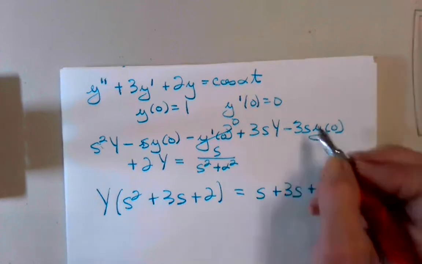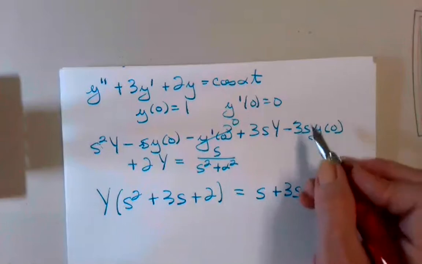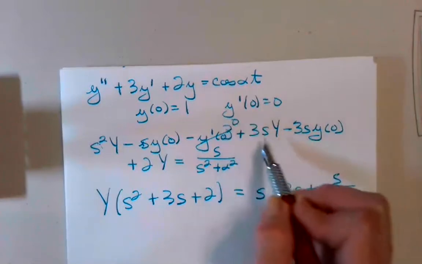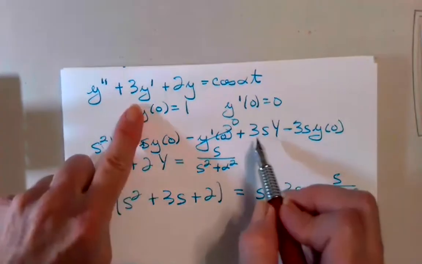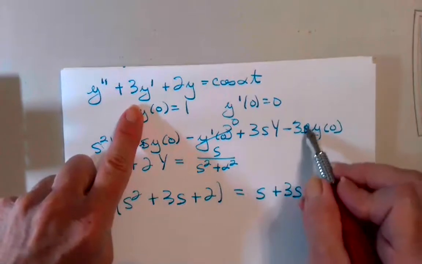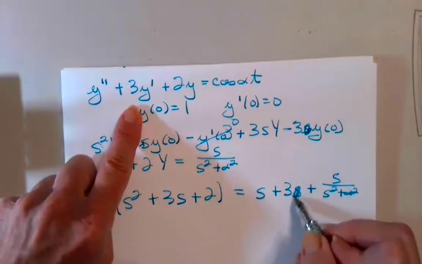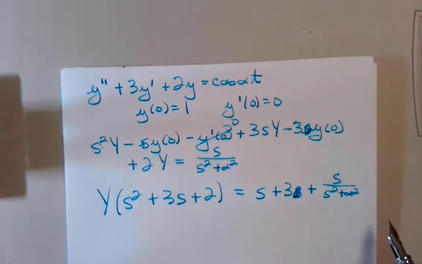I'm sorry. This should not have had an s with it, looking back on this. Here we took the Laplace transform of y prime. So it's sY minus y of 0, period. No s. That was just sloppy on my part.